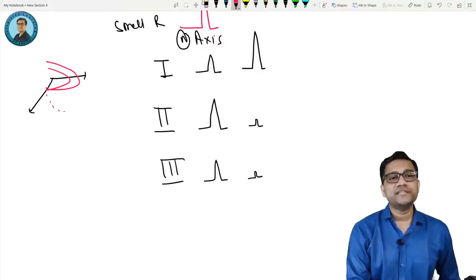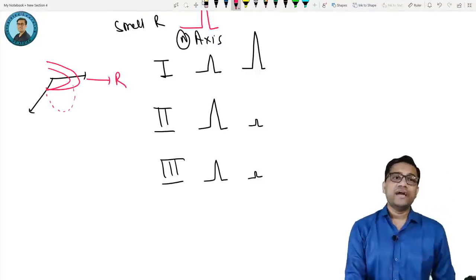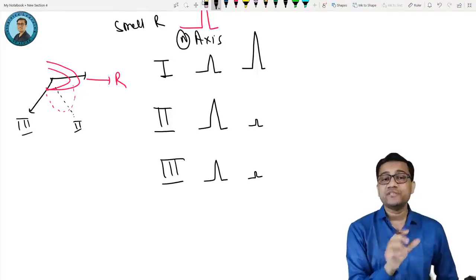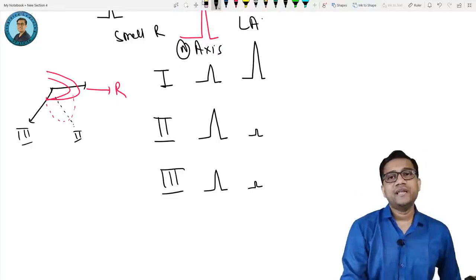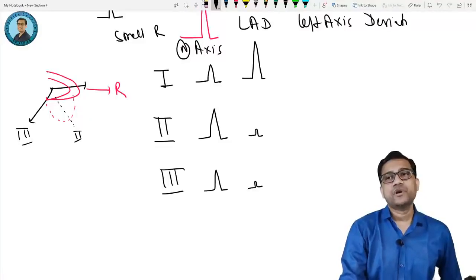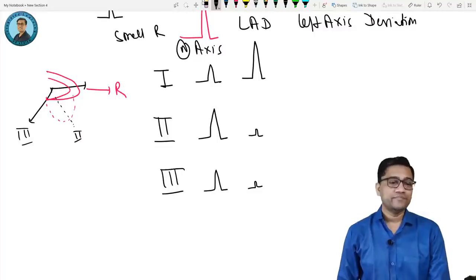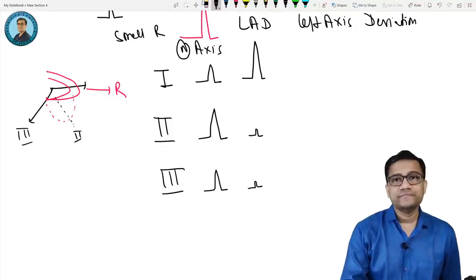So that means rather than this, the heart is now showing the R vector here. So where is the R wave bigger? Here, and smaller in lead 2 and lead 3. I have not shown lead 2, but this is lead 2. So where is the wave small? 2 and 3. Where is it big? Lead 1. Which axis is it? Left axis deviation. So this is LAD, left axis deviation. Are you clear? It is the left axis deviation that we will see in this case. So I hope it's clear. Okay, easy. Now comes the second question. Okay, look at this one.